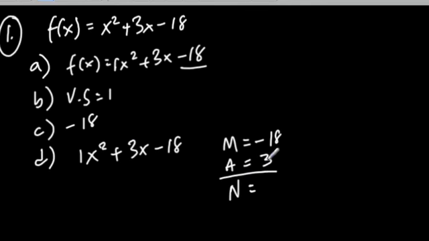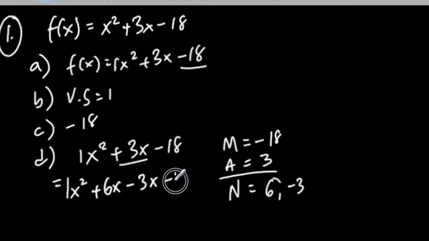And n is finding two numbers that multiply to negative 18, because that's what the m stands for, and add to 3. So the two numbers that I can think of are 6 and negative 3. 6 times negative 3 is negative 18. 6 plus negative 3 is 3. So the next thing we do is this middle term will split. The 1x squared stays as is, and this will split into these two terms that we've determined here. So it'll become plus 6x minus 3x minus 18.